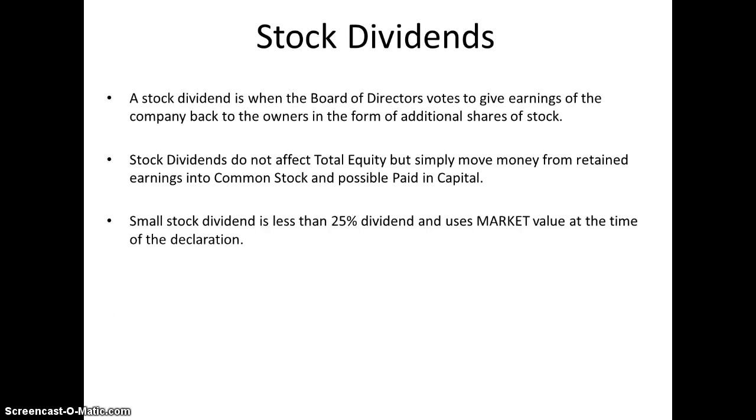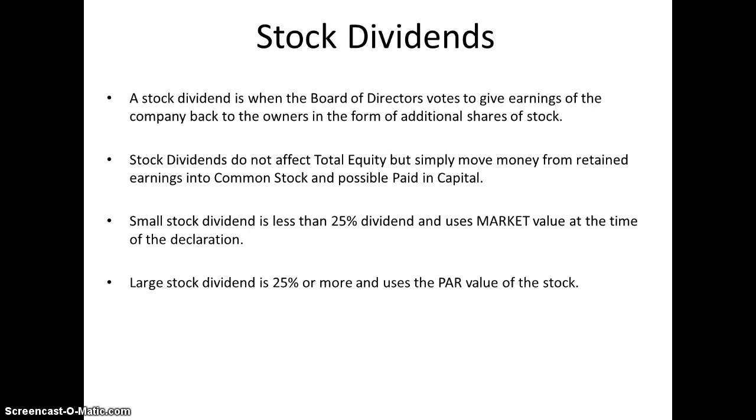There's two categories for a stock dividend. There's a small stock dividend and a large stock dividend. A small stock dividend is when less than 25% of the outstanding shares of stock are declared as a dividend, and we will use the market value of the stock to record the value in retained earnings. A large stock dividend is when the company decides to give 25% or more of the outstanding shares of stock out to shareholders. This one will use the par value instead of the market value.